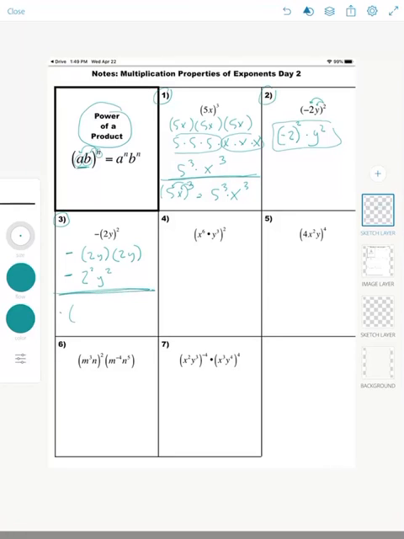So using the rule, we could have just said this 2 gets handed out to the 2 on the inside, the exponent gets handed out to the y on the inside, and we have our single negative, and then 2 squared y squared. So the negative is not repeated.